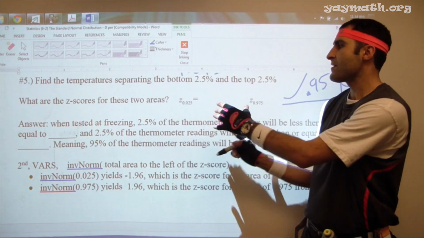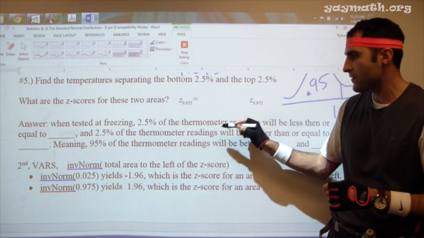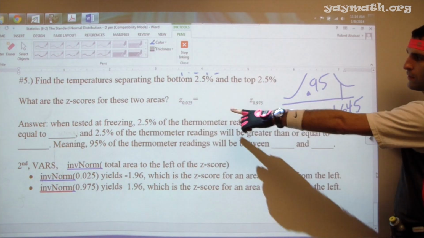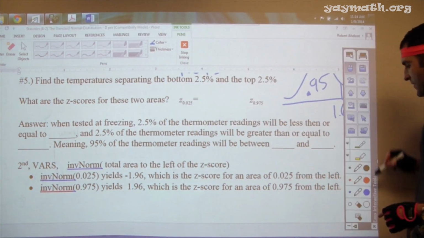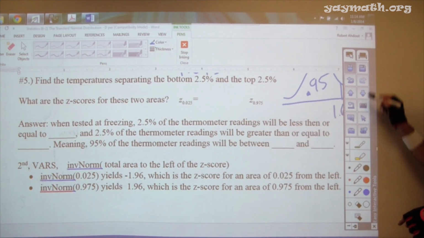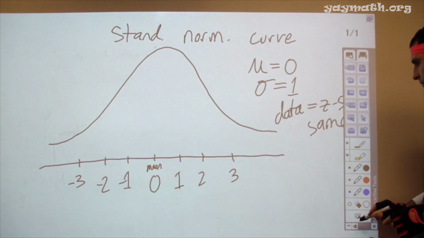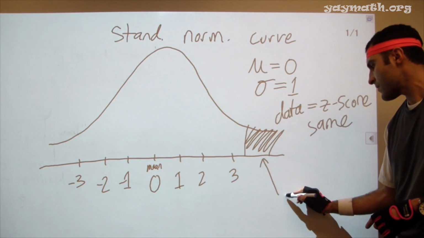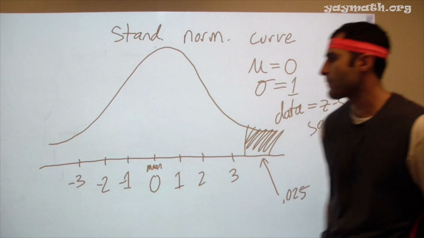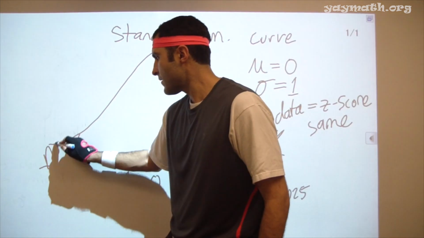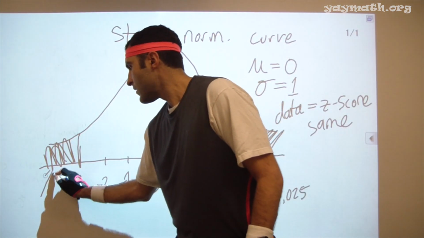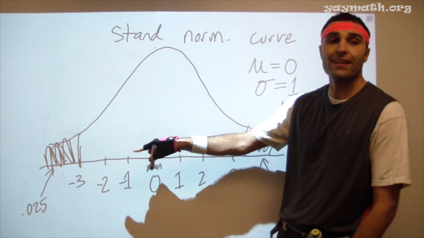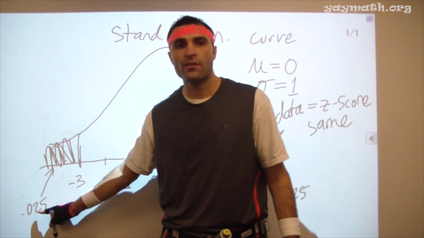Let's find the temperatures separating the bottom 2.5% and the top 2.5%. Here it comes. What do you mean bottom and top? 2.5% and 2.5%. Let's go here. This is 0.025 area, and this is 0.025 area. What are the z-scores? That's the area, right? So this will be a negative z-score, and this will be a positive z-score.